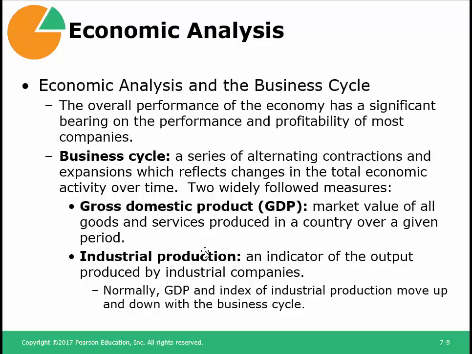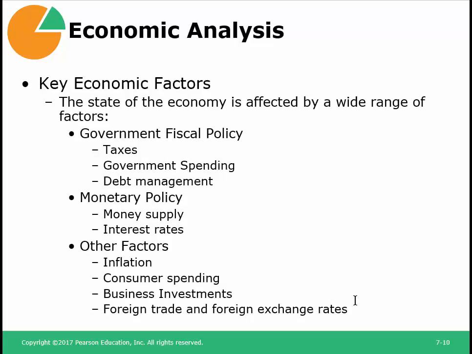Likewise, industrial production. Industrial production obviously grows when we make more stuff, right? So normally this GDP, and what's referred to as the index of industrial production, they go up and down with the business cycle. What else can affect the cycle? Other factors. The government can affect the cycle, right? The fiscal policy of the government, right? If the government is taxing us more, they're taking money from us, right? They're putting it into their pockets, if you will. That has an impact on the economy.